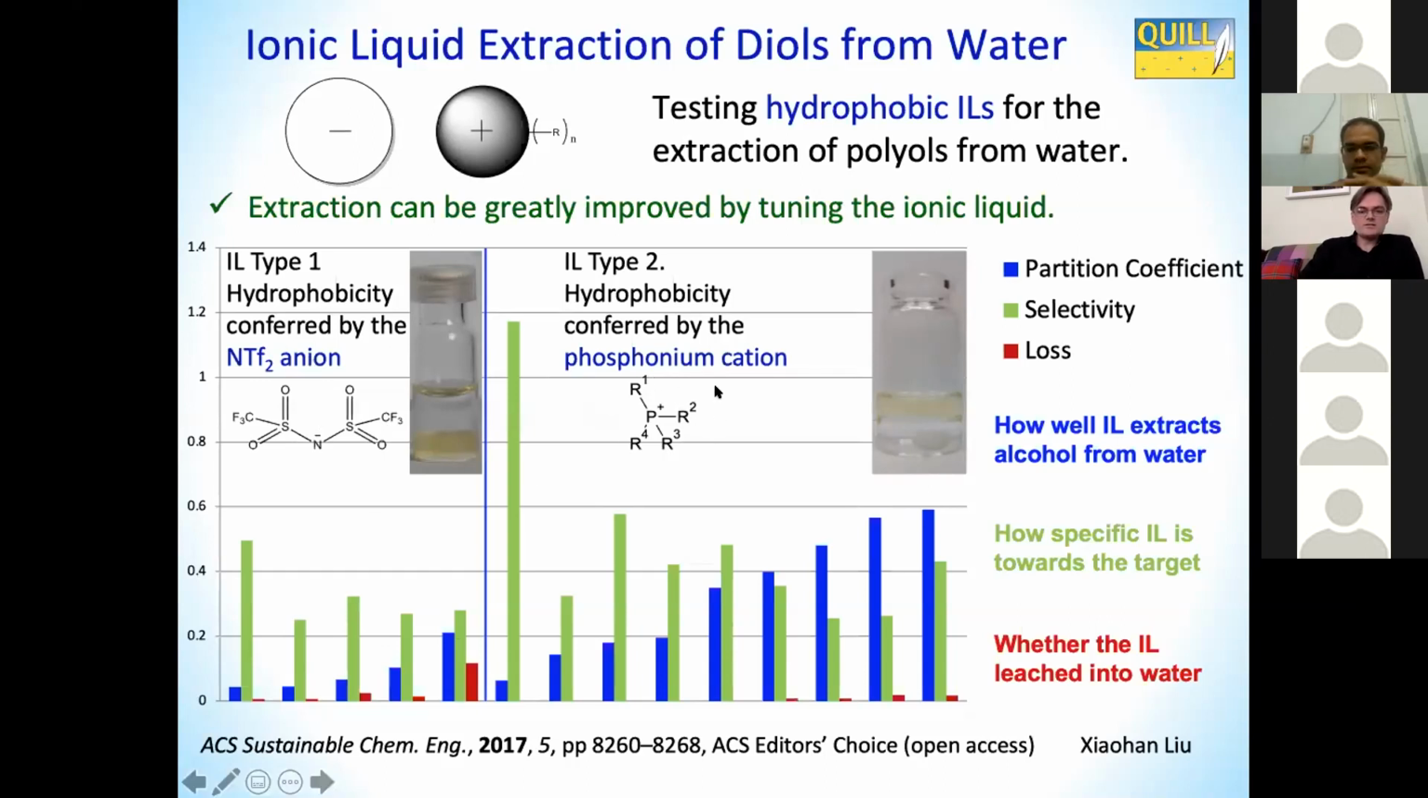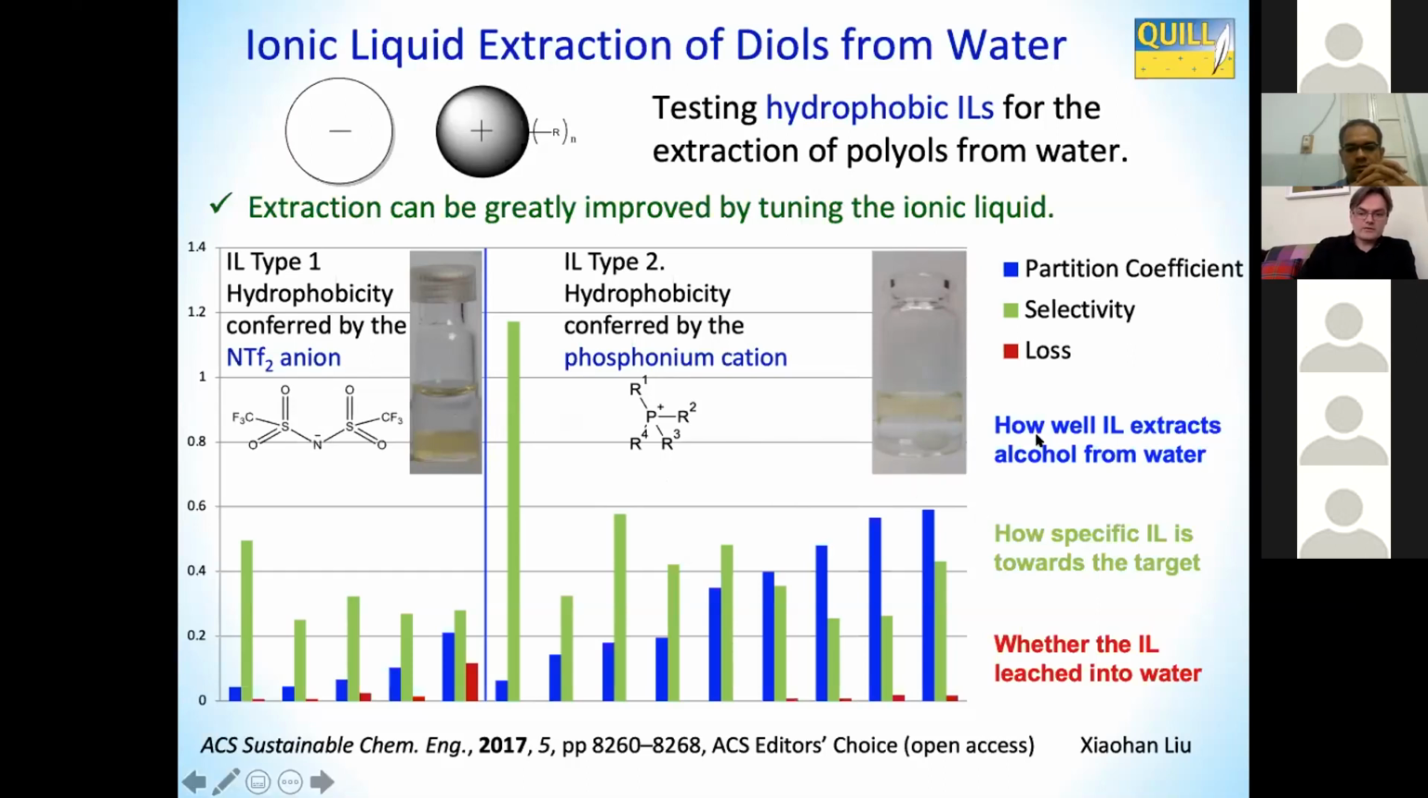On this side, these are newer ionic liquids. The hydrophobicity is conferred by a long chain phosphonium cation. And these are quite different. On the left-hand side, we can see here that bistriflamide ones are denser than water. On the right-hand side, we see this phosphonium one is less dense than water and sits above it.